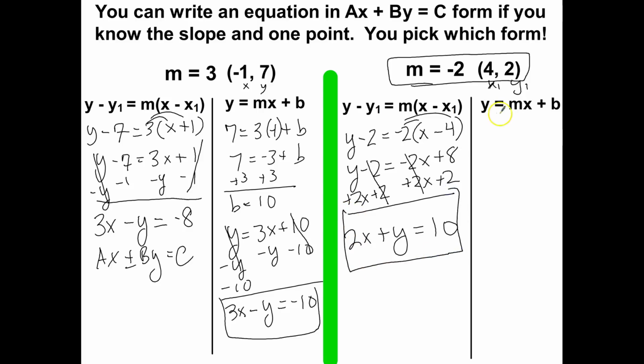There it is. And now if I use the other way, if I say y, 2, is equal to negative 2 times my x of 4 plus b, I get 2 is equal to negative 8 plus b, add 8 to both sides, I get b is equal to 10.